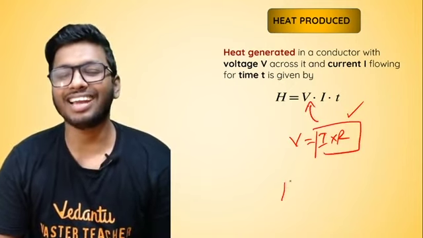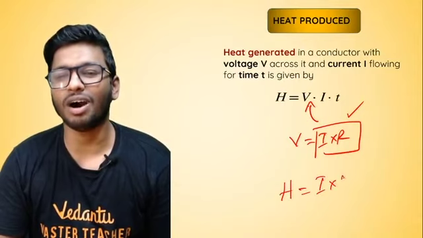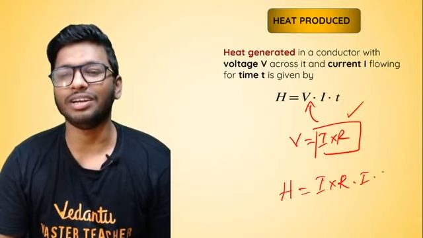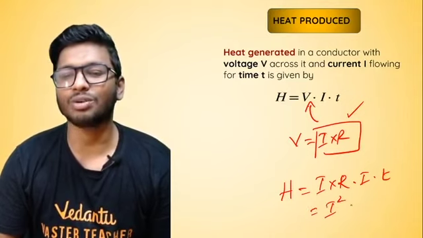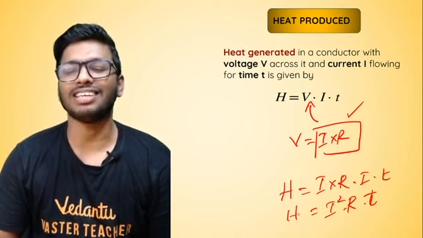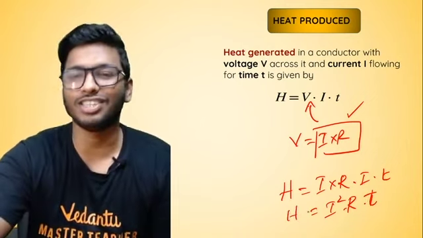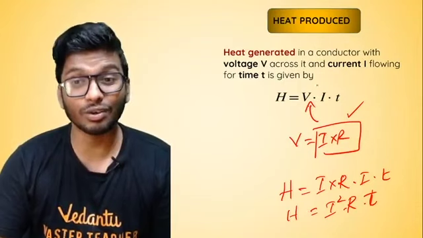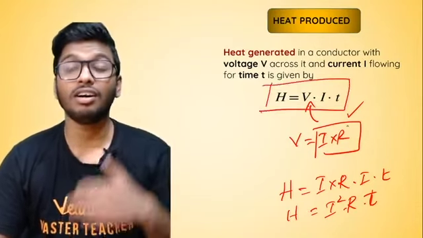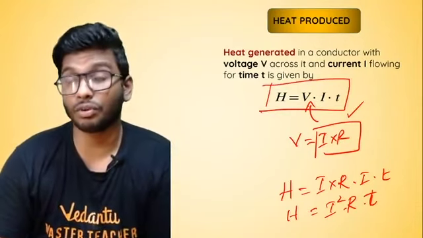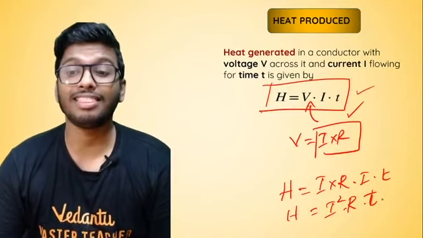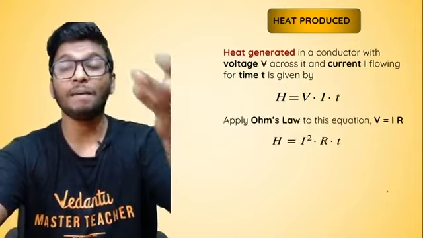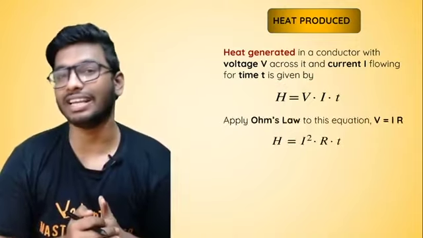So what do you get? H is equal to I into R into I into T. Very simple. So I into I gets multiplied, so you get I square R T. This, my friends, is the formula for heat generated inside a circuit. If you do not know the resistance, then you can use the earlier equation. If you know the current and the resistance, then you can use this equation. Ultimately, both of these equations are perfectly correct.